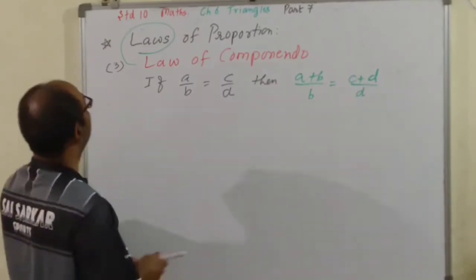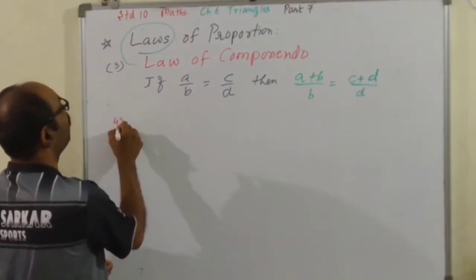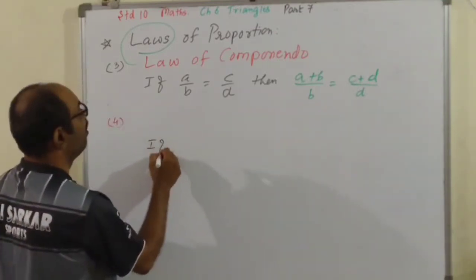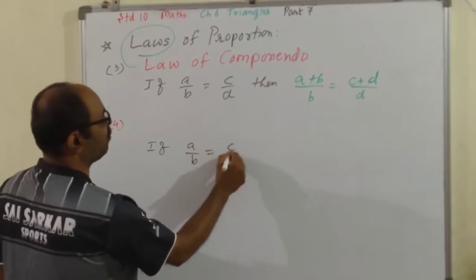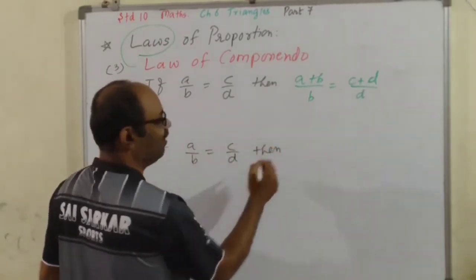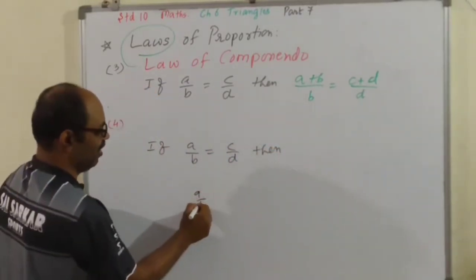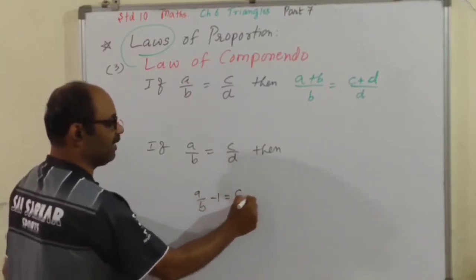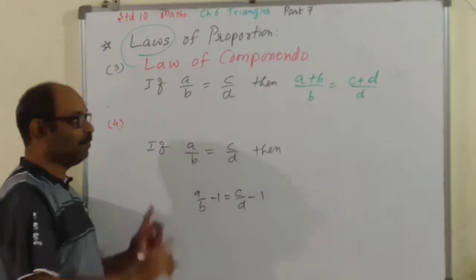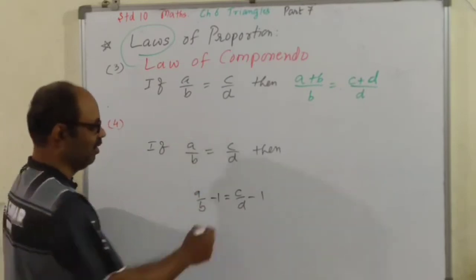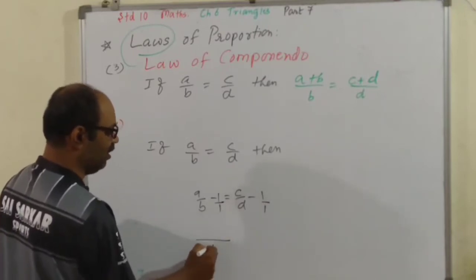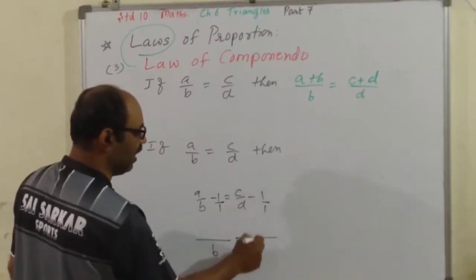Fine. Let's see the next, fourth one. If A upon B is equal to C upon D, then let's check. A upon B is equal to C upon D. This time I am subtracting 1 from both sides, by Euclid's property. What is the LCM of B and 1? B. What is the LCM of D and 1? D.